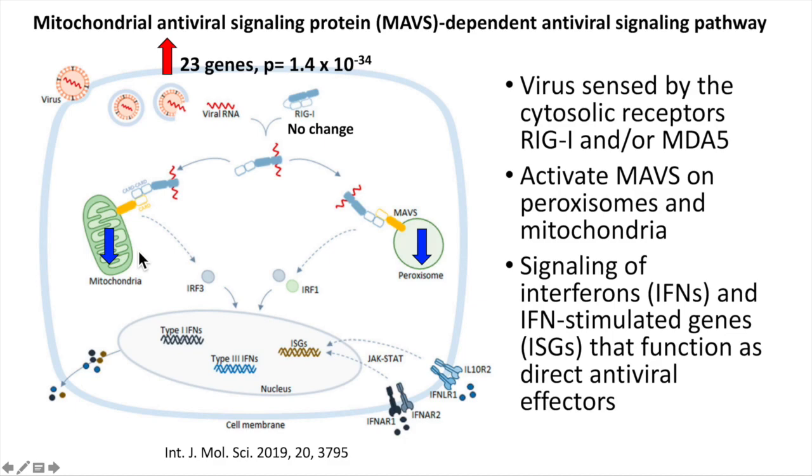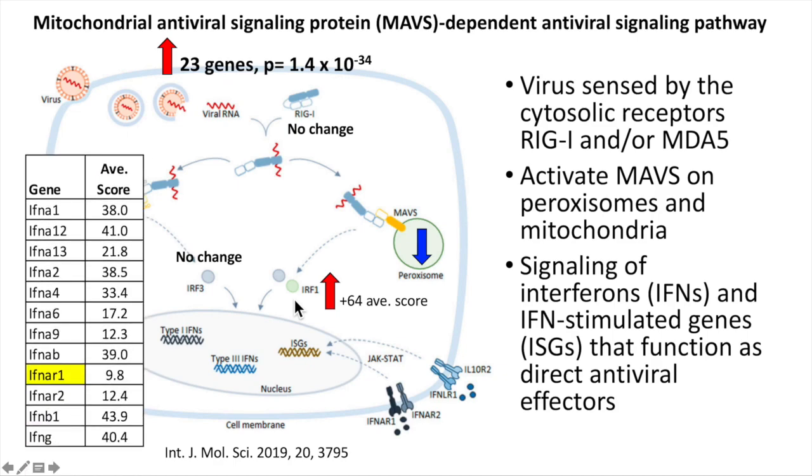I also note the intermediate signaling molecule IRF1 is up in our signature. Average ranked for this change is at 64, but the other intermediate, IRF3, does not show up on our list. It should be noted that IRF3 is required for the signaling from both organelles, and IRF1 seems to be specifically activated by peroxisomal MAVS.